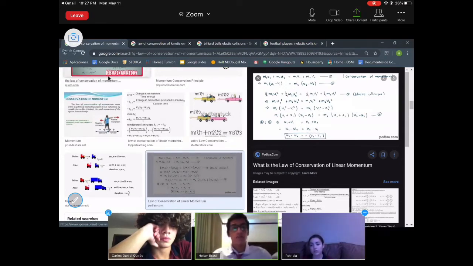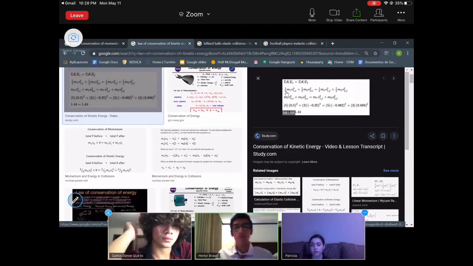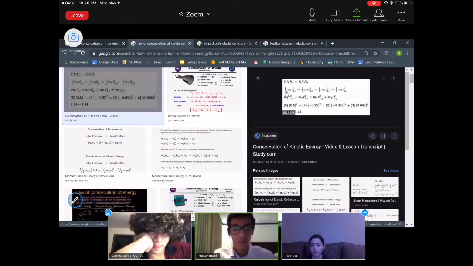Now, the law of conservation of kinetic energy says 1/2 m1v1 squared plus 1/2 m2v2 squared equals 1/2 m1v1 squared plus 1/2 m2v2 squared, and it basically explains the same thing. The kinetic energy before and after the collision needs to be the same. So the mass and the initial velocity of both objects should be the same, and the mass and final velocity of both objects should be the same.